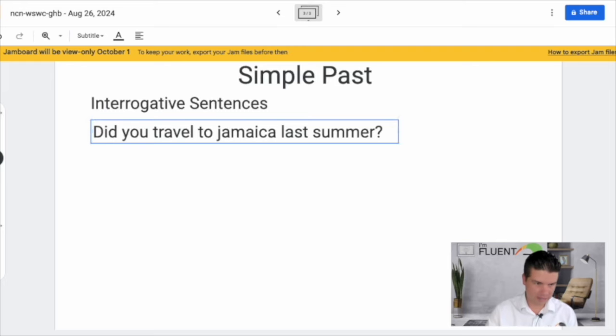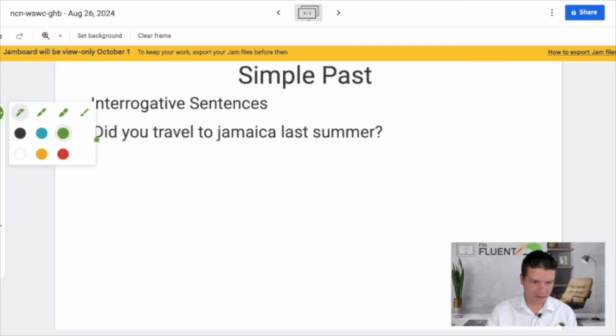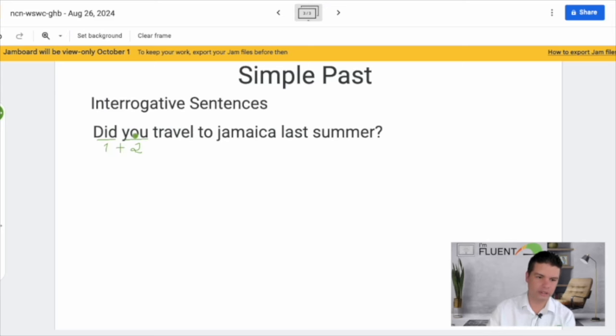So let me highlight. We have element number 1, did. Element number 2, the personal pronoun. In this case, it's you, but it can be either did you, or did Mary, or did the dog, or did my beautiful girlfriend. So depends on what you want to say. And number 3, again, you can see here, and this is like the independent if you use a regular or irregular verb. Number 3 will always be in its simple form. Travel. So did you travel to Jamaica last summer?